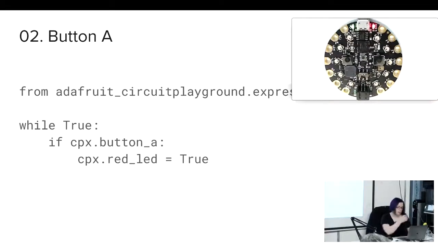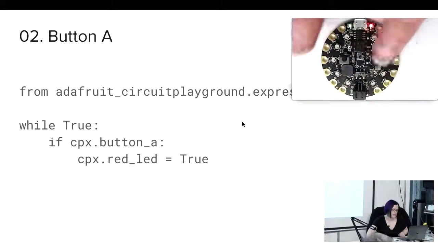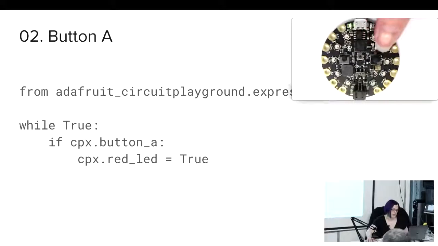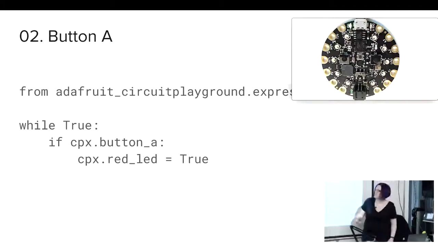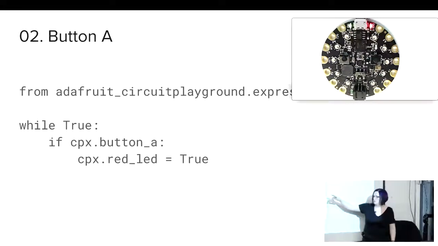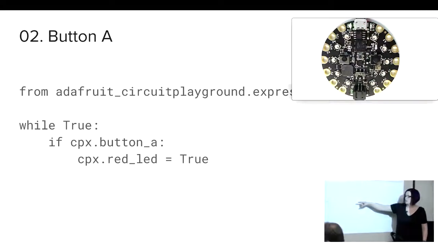So now we're going to use the button. There are two buttons located on this board. One is labeled A, which is here, and one is labeled B. And those buttons are momentary switches, which means when you press them, they close the circuit and send a signal. And that signal is, the code is set up to see that signal as true or on. And so what this code is saying is, forever do, if you press button A, set the red LED to true.